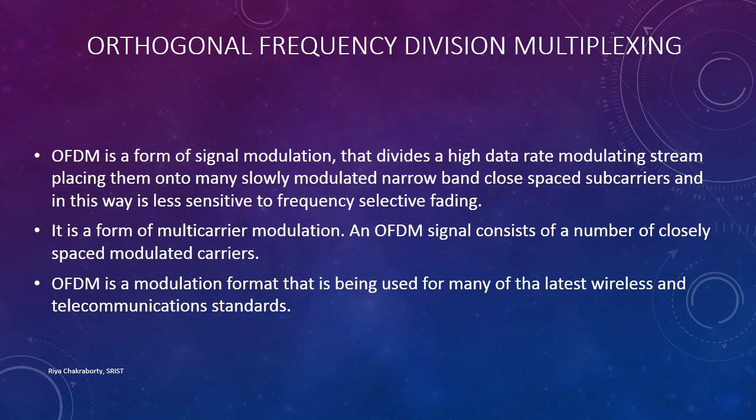OFDM is a form of multi-carrier modulation, and an OFDM signal consists of a number of closely spaced modulated carriers. When modulation of any form like voice, data, etc. is applied to the carrier, then sidebands spread out on either side. This is the basic concept of OFDM.